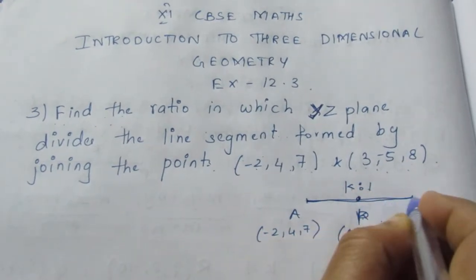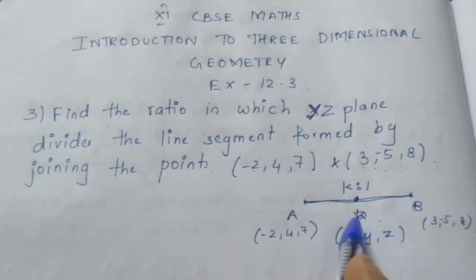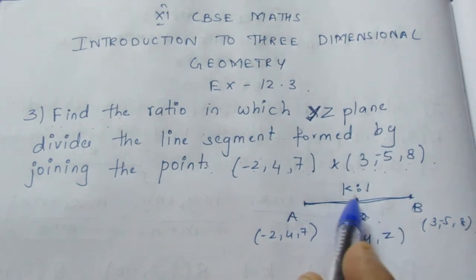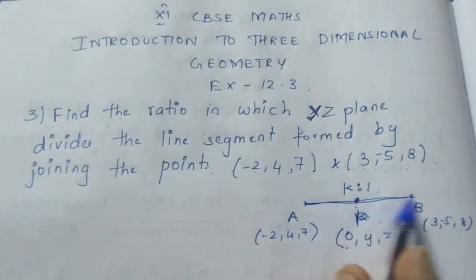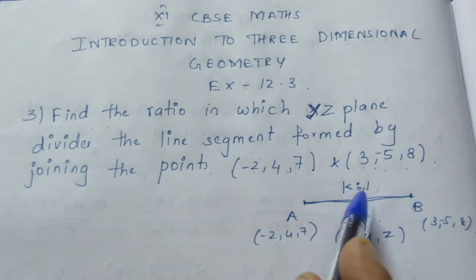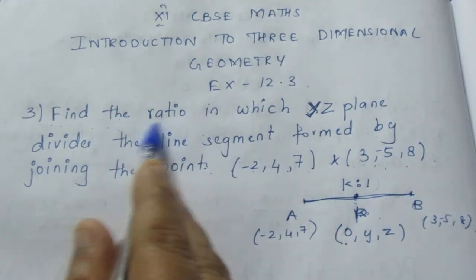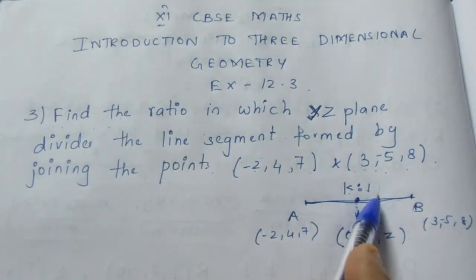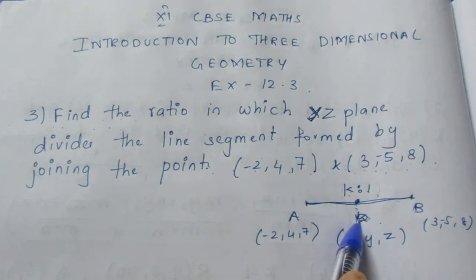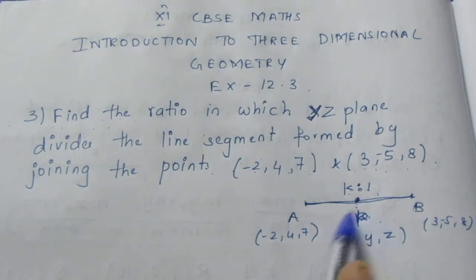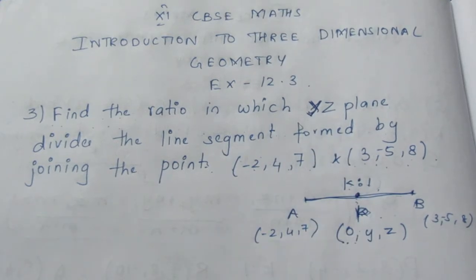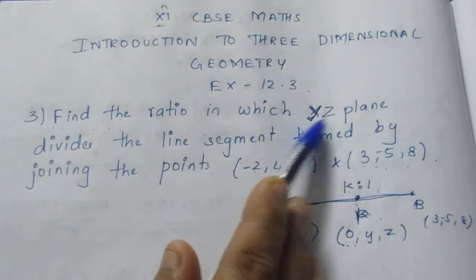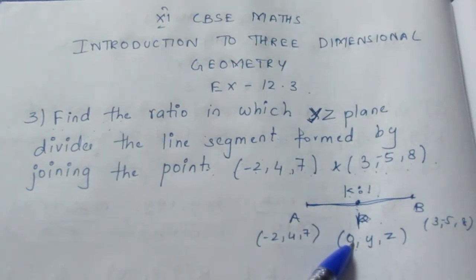Let me take the line to be AB, and a point P is there. They have asked us to find the ratio in which the point P divides the line segment AB. If we don't know the ratio, just take it to be k is to 1. We know that the point P lies on the YZ plane. Already we have learnt in the first exercise that in the YZ plane, x will be equal to 0.